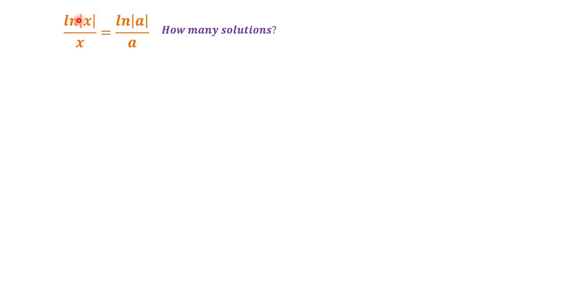Since there is an absolute value sign here and an absolute value sign here, we're going to discuss positive x, negative x, positive a, negative a. So this is going to be crazy, but we're going to figure it out in this video.